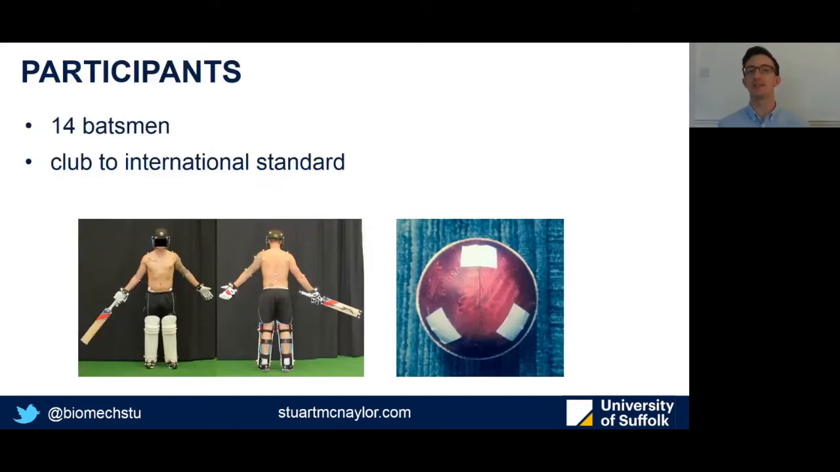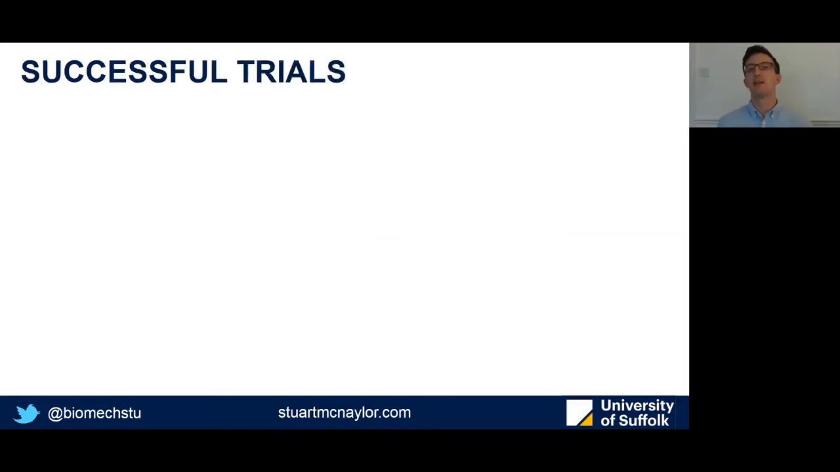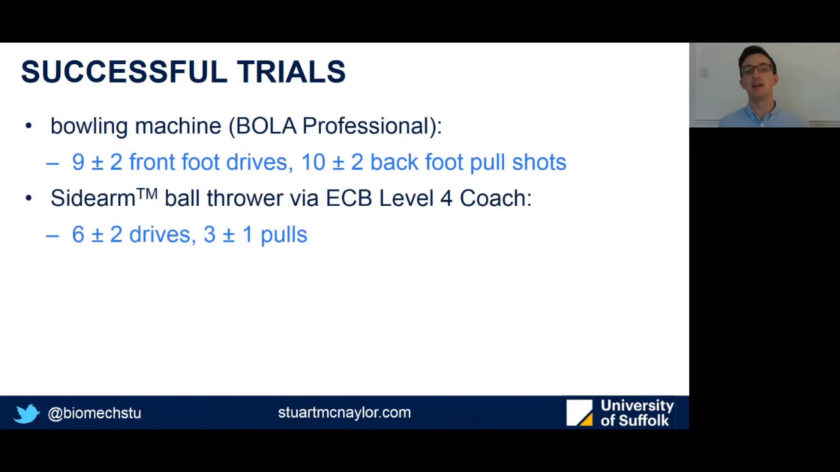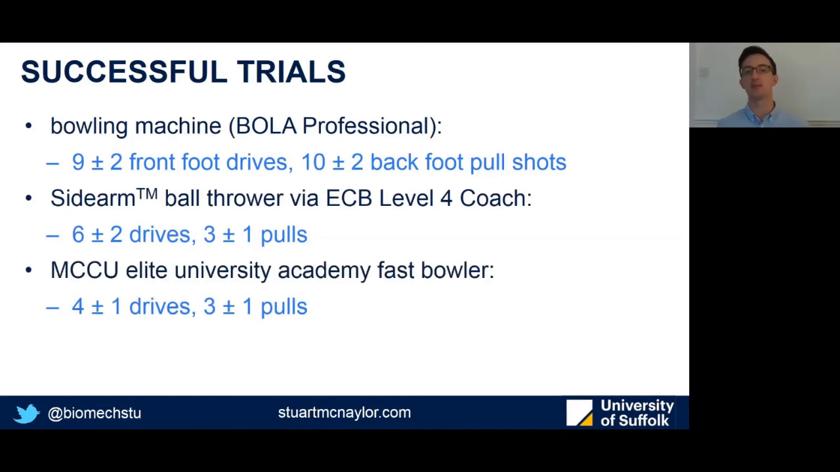We recruited 14 batsmen of a wide range of abilities and recorded a number of successful trials against each delivery type. So around 10 on average against a bowling machine, and then, due to an increased variability in delivery, slightly less against a sidearm from an experienced coach, and also against an elite university fast bowler.